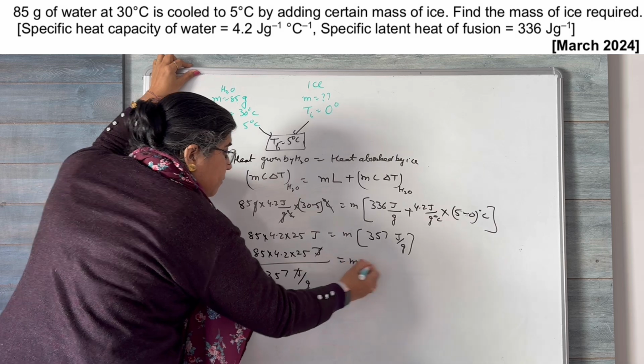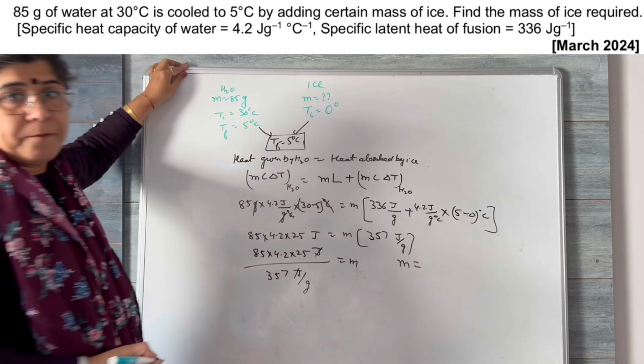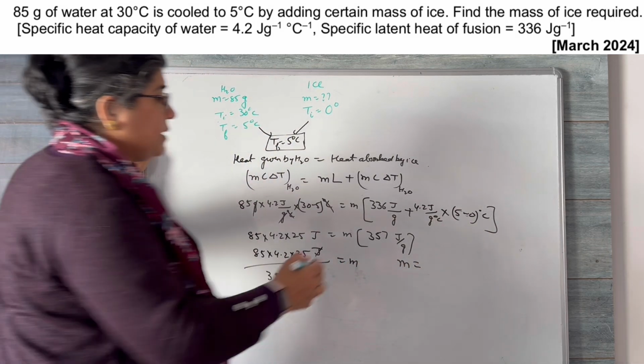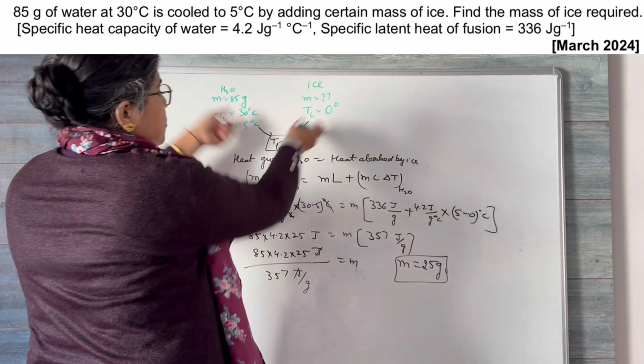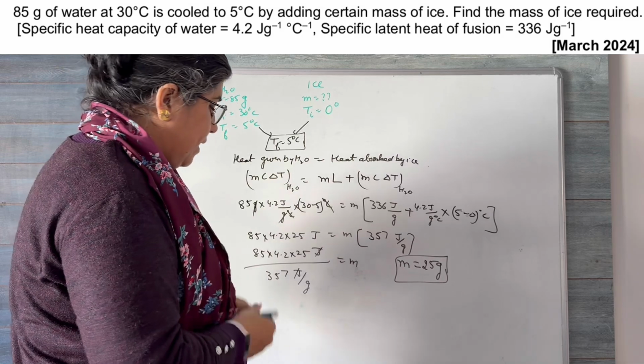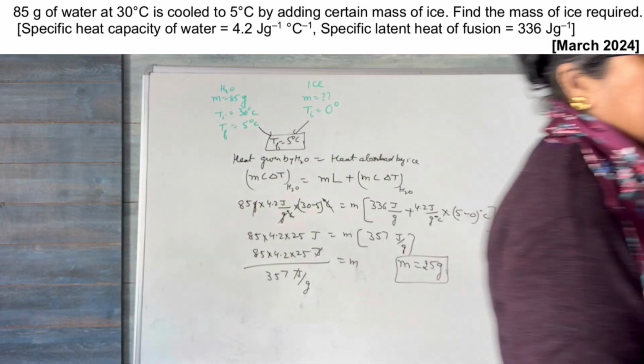Joule cancels. So your mass comes up in grams. Your mass comes up as 25 grams. Whenever there is a mixture, final temperature has to be taken the same in both cases.